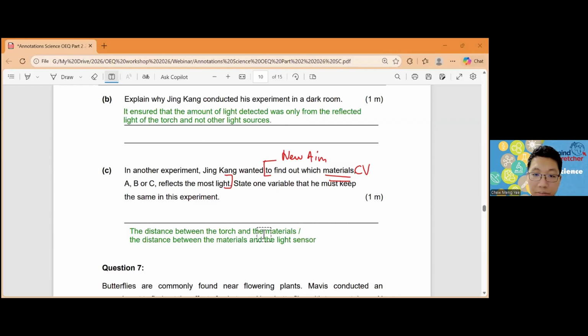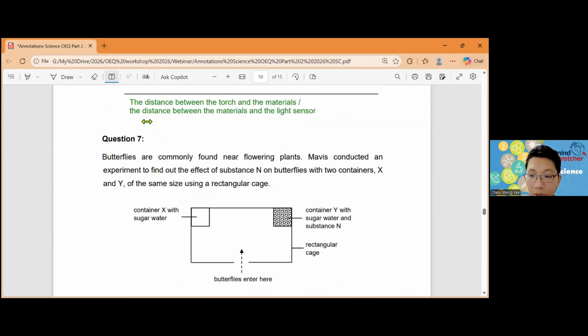Question 7. Okay, what we have here? This one we have a container. We have this setup with container X and container Y. Container X only has sugar water, container Y has sugar water and substance N.